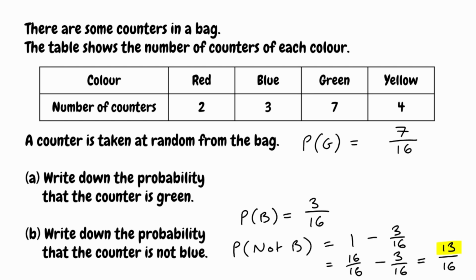As this 13 is just the total of the other counters which aren't blue. As if we do 2 add 7, that gives us 9. Add on the 4, that gives us 13. So well done if you followed along with those questions, and that's it for this video.